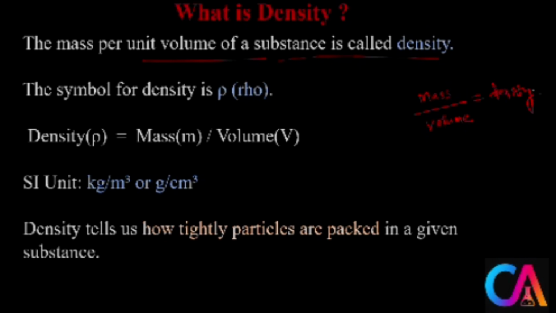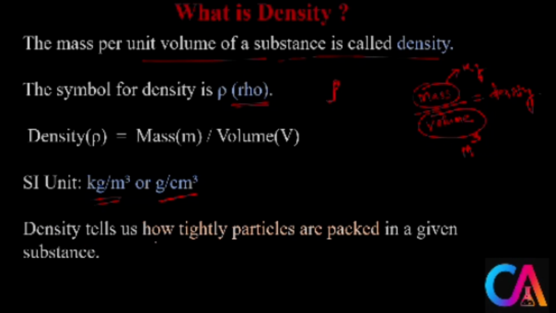It is basically written by the symbol rho. The symbol looks like this. This is called rho, the symbol for density. So density rho is equal to mass upon volume. See, here it is, mass upon volume. The SI unit of mass is what? Kg. And the volume is what? Meter cube. So the SI unit of density is kg per meter cube or gram per centimeter cube. As simple as that. Clear?